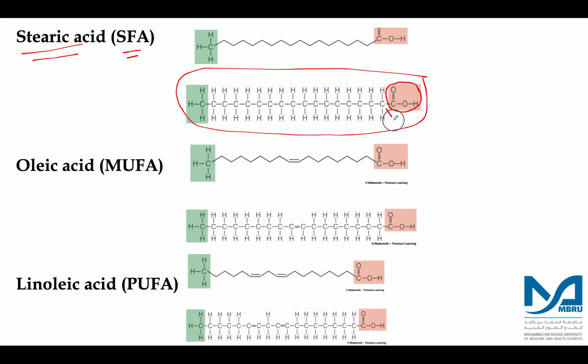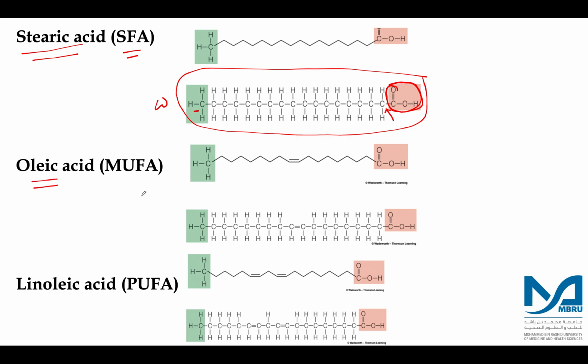This is the alpha carbon, and this particular carbon is known as the methyl carbon, or as we shall see later in the lecture, it is also known as the omega carbon. So in a saturated fatty acid, there are no double bonds present. The only double bond that you see here is in the functional group of the fatty acid, or the carboxylic acid group.